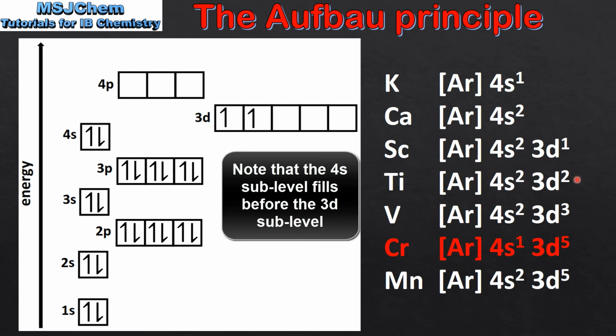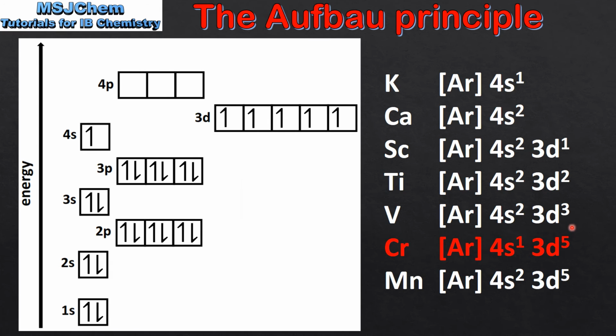Next is titanium, which is 4s2, 3d2. Moving on to vanadium, which is 4s2, 3d3. Next is chromium, which is one of the exceptions to the Aufbau principle. Its electron configuration is 4s1, 3d5. And finally, we have manganese, which is 4s2, 3d5.